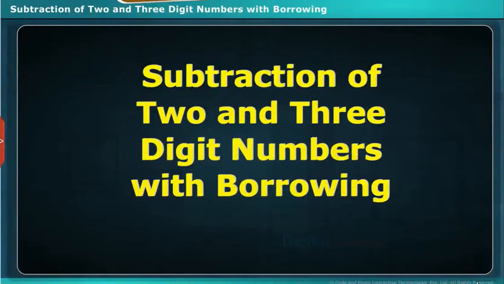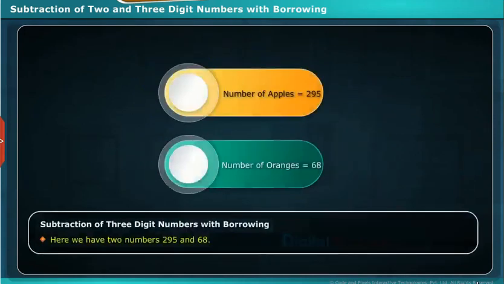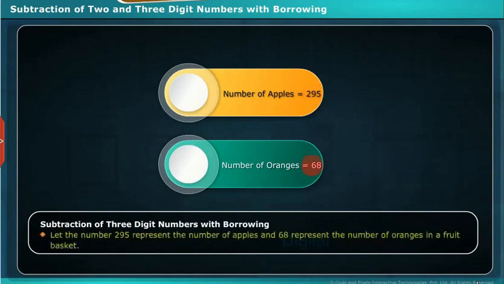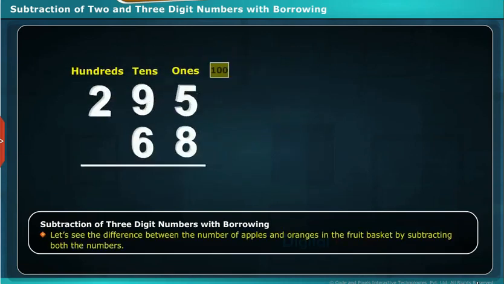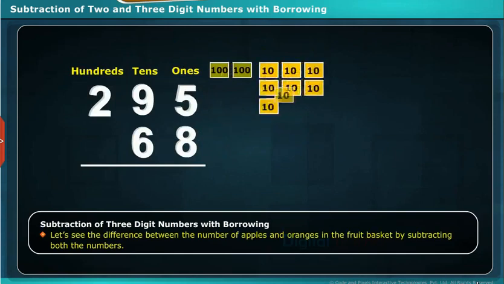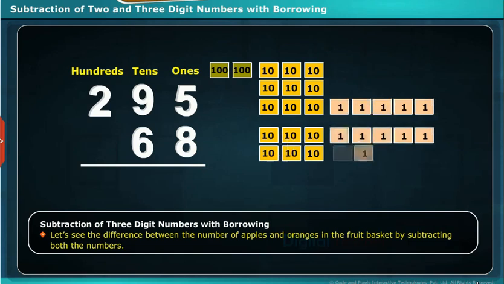Now, we see the subtraction of 2 and 3 digit numbers by borrowing the numbers. Here, we have two numbers 295 and 68. Let the number 295 represent the number of apples and 68 represent the number of oranges in a fruit basket. Let's see the difference between the number of apples and oranges in the fruit basket by subtracting both the numbers.